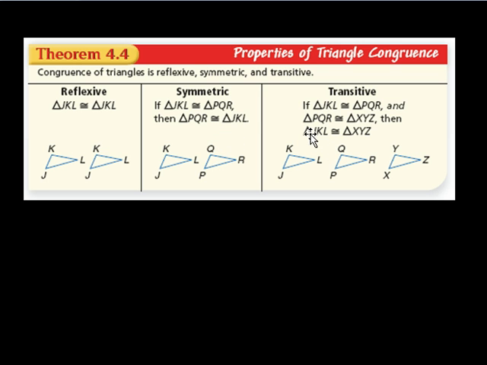Transitive, we've got three triangles here, JKL, PQR, and XYZ. I'm going to tell you that JKL is congruent to PQR. This triangle here is congruent to this triangle here. Then I'm going to tell you that PQR is congruent to XYZ. This triangle here is congruent to this triangle here. Then if that is in place, we can safely say that JKL is congruent to XYZ. And with that transitive property, you always need a connector. In this case, this middle triangle is connecting its congruence to the JKL and the XYZ. Therefore, we can safely say triangle JKL is congruent to triangle XYZ.